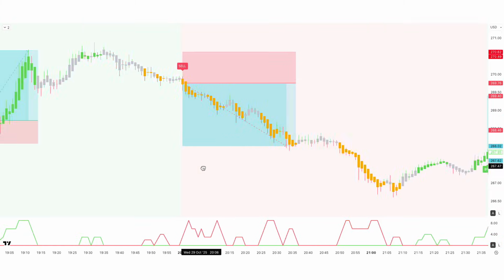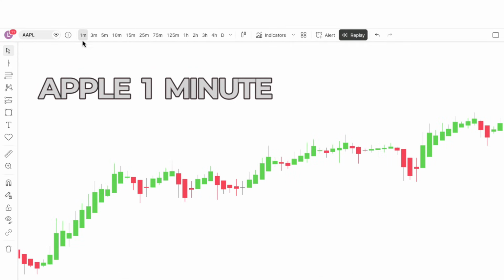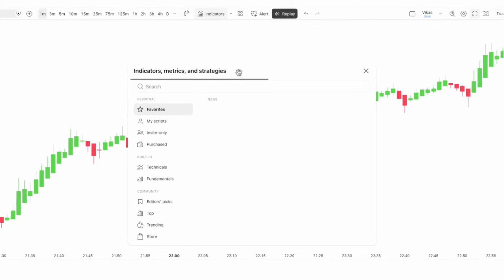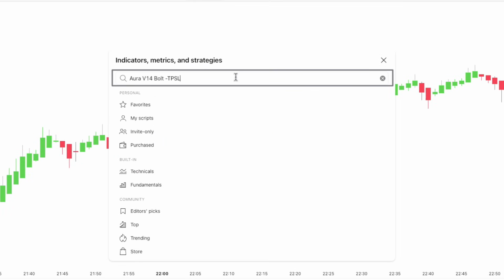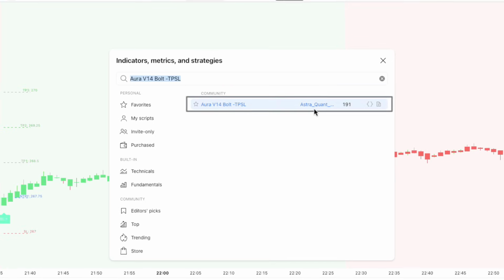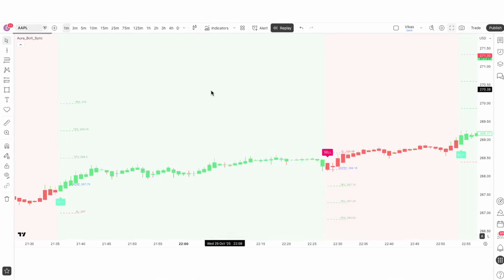Let's start the video. We open the Apple 1-minute chart. And don't sweat the time frame either. Next, you'll want to find those magic indicators. Head over to the Indicators tab and search for the Aura V14 Bolt, TPSL. Select the indicator made by Astra Quant and add it to the chart.